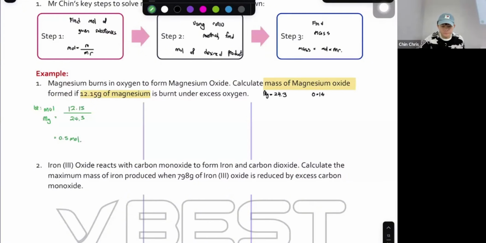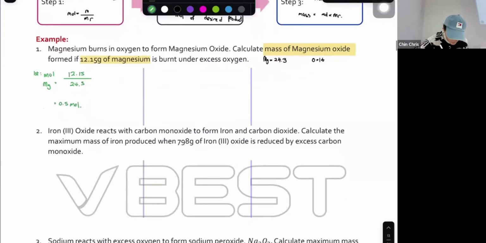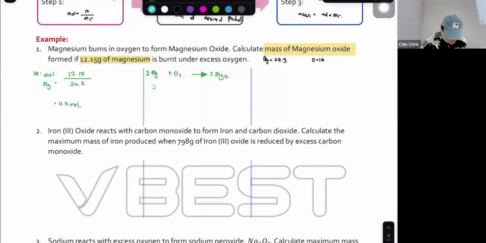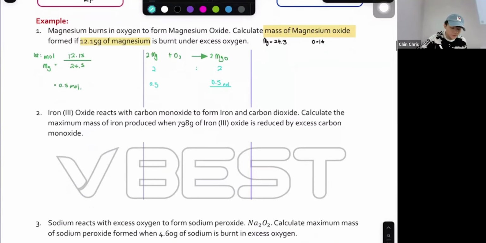All right, guys, let's go. Second step. I want you to balance the equation. Magnesium plus oxygen turns into MgO, right? How to balance the equation? 2Mg, 2MgO, correct. What's the ratio? The ratio is 2 to 2, right? They want you to find magnesium oxide. So this is 0.5. Magnesium oxide is also 0.5. Is that right? Clear? Third step.